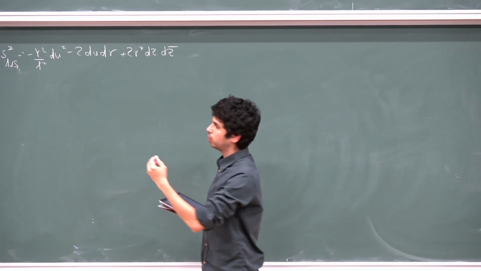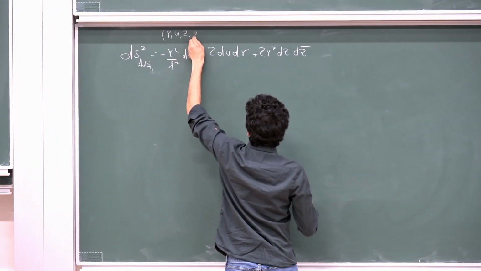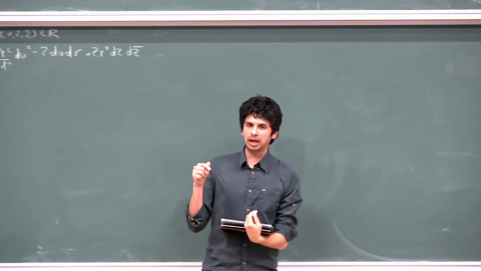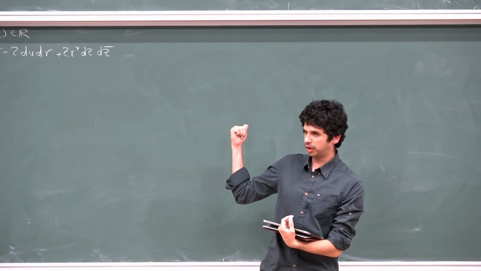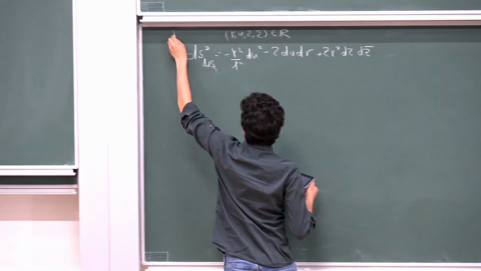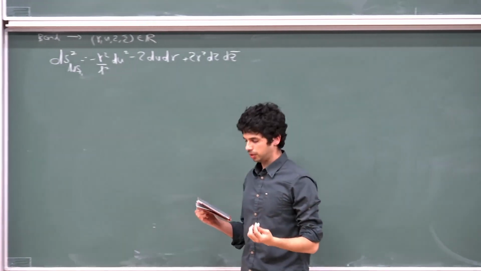So this is AdS4. It has 4 coordinates, r, u, z, and z bar, and all of them are real. So r is not the standard radial coordinate. It can also take negative values. And these coordinates are called Bondi coordinates. So these are AdS Bondi coordinates.